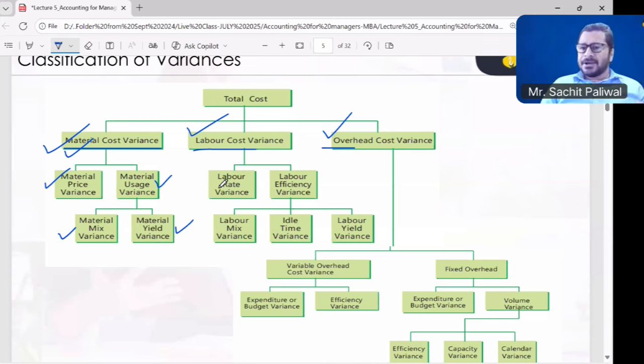Similarly, in the labor case, the labor rate may change the variance. The rate which you have decided may differ when you go for actual production; the rate you have given to the labor is different. It might be higher, it might be lower, that depends. Labor efficiency is also a very big reason for labor cost variance, because we don't know the efficiency of labor. Sometimes labors are very efficient, sometimes average, sometimes very poor. So labor idle time, labor yield, and different kinds of reasons are possible to create labor cost variance.